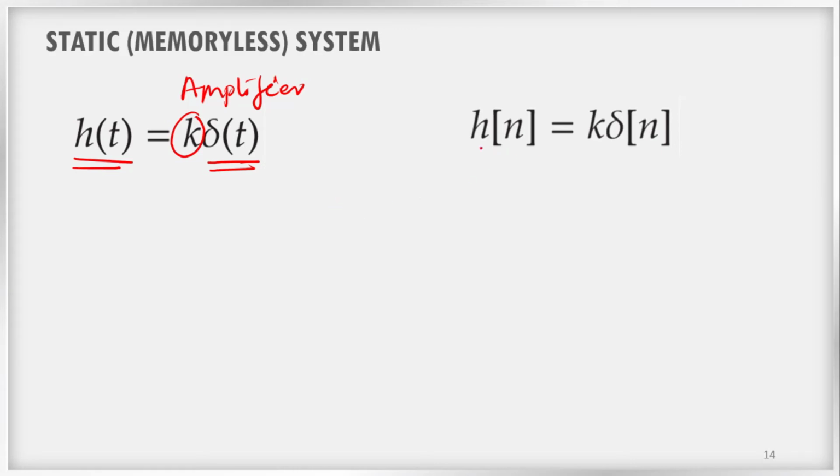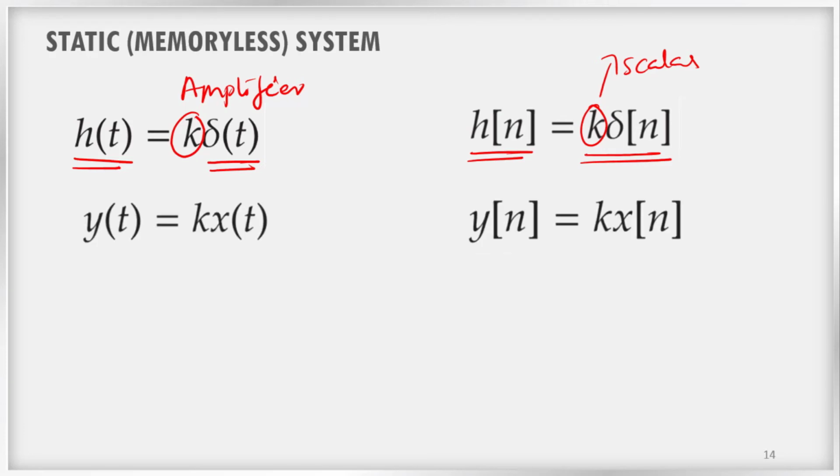In the discrete time case, the impulse response h of n is equal to k into del of n. Here k is also a scalar value. It is used to multiply the impulse, the height of the impulse, right? Here k is a scalar value which is used to multiply the area of the impulse signal. Anyway, the impulse response is just an impulse. That is the conclusion from the static or memoryless system.